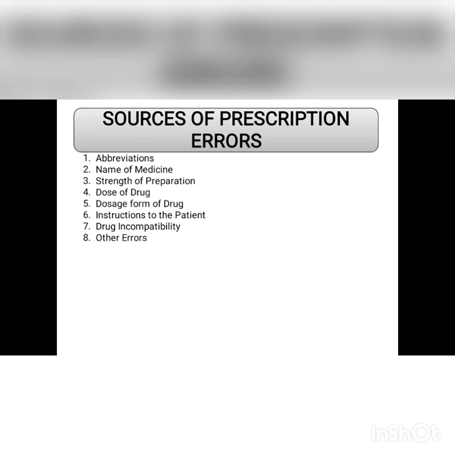Then next one, sources of prescription errors. There are 8 subtopics under this. First one is abbreviations, second name of medicine, third strength of preparation, fourth dose of drug, fifth dosage form of drug, then instructions to the patient, then drug incompatibility, then other errors.